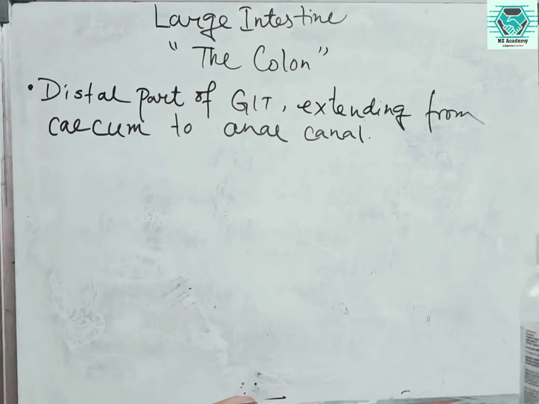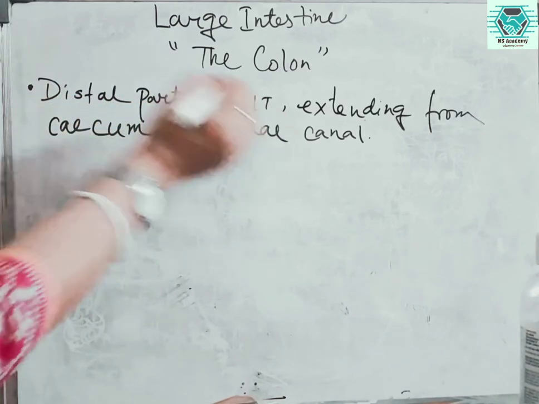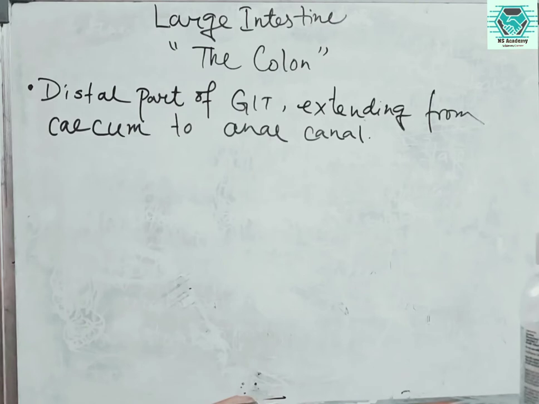The whole GIT, that is gastrointestinal tract, is divided in various organs, and the colon is the distal part of the GIT. It extends from cecum to the anal canal. So the last elongated part of our GIT is colon.